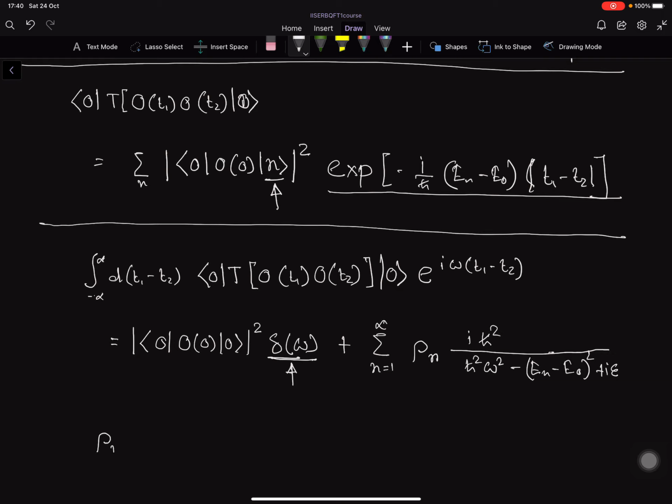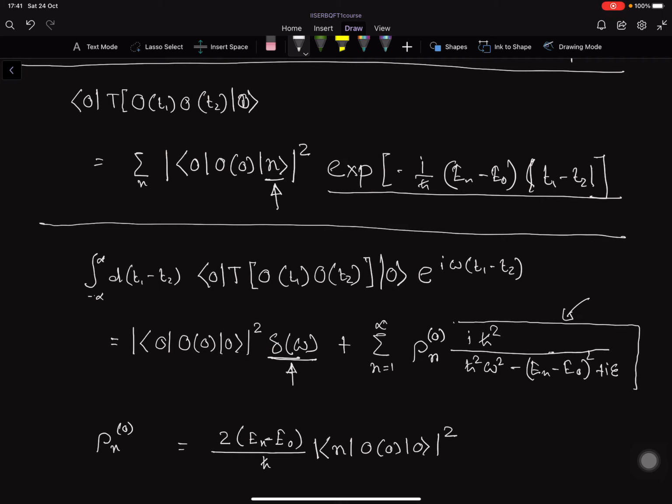So rho n actually depends on the operator. Rho n is simply 2 times (E n minus E0) by h bar, times the modulus square of the matrix element of O between n and 0. This part is very similar to when we inverse Fourier transform the position space Feynman propagator to the momentum frequency space Feynman propagator.